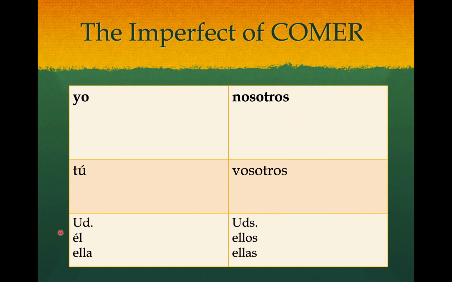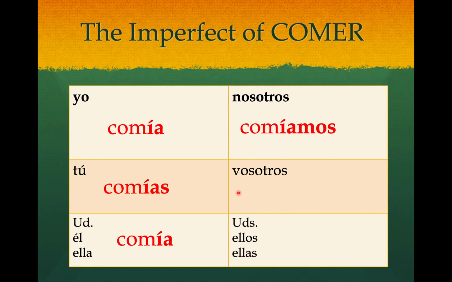Let's practice with el verbo comer, to eat. Yo comía, tú comías, usted, él, ella comía, nosotros comíamos, vosotros comíais, and ustedes, ellos, ellas comían. I used to eat at McDonald's every Sunday. Yo comía en McDonald's todos los domingos.